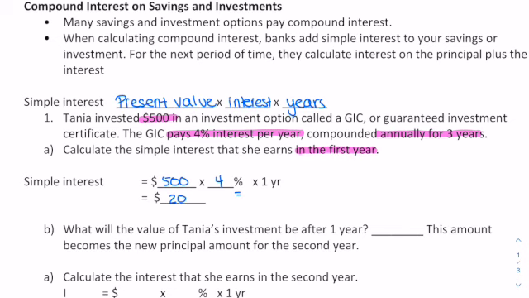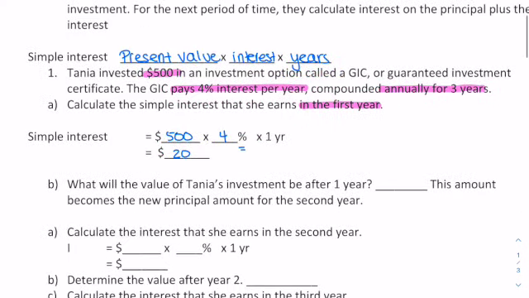Now, what will the value of Tanya's investment be after 1 year? The value of her investment is the present value plus the amount she made on interest. So it's going to be 520. This amount now is the new principal for the second year.